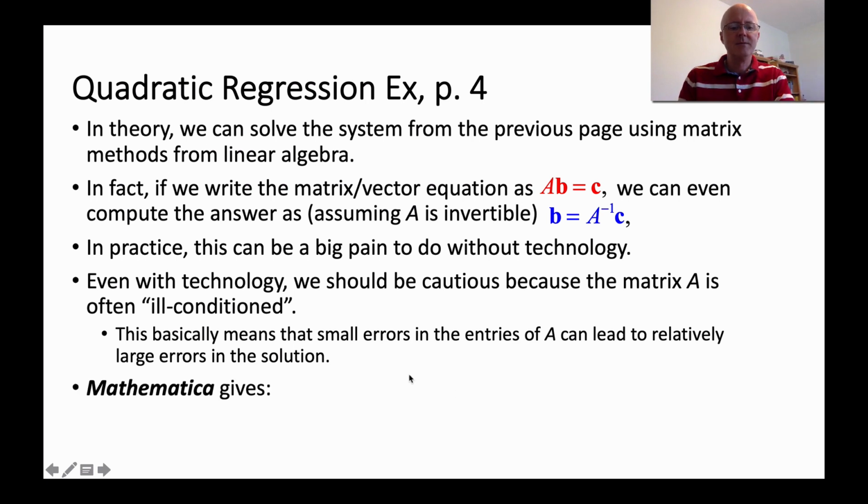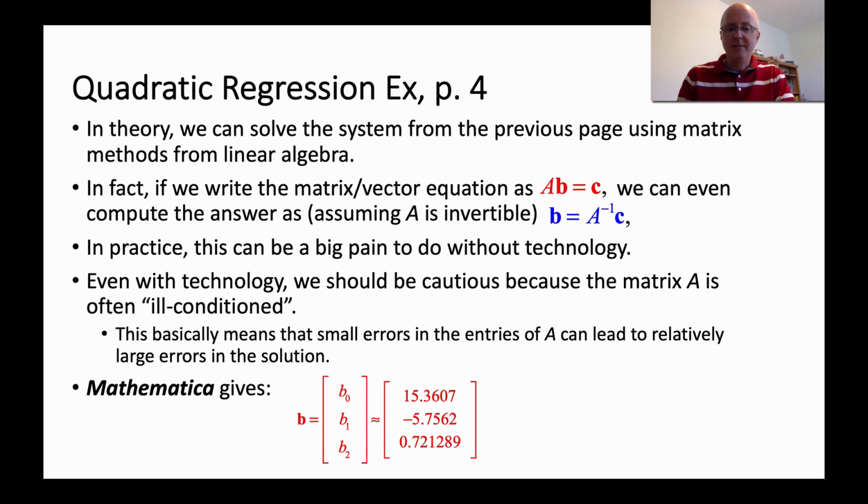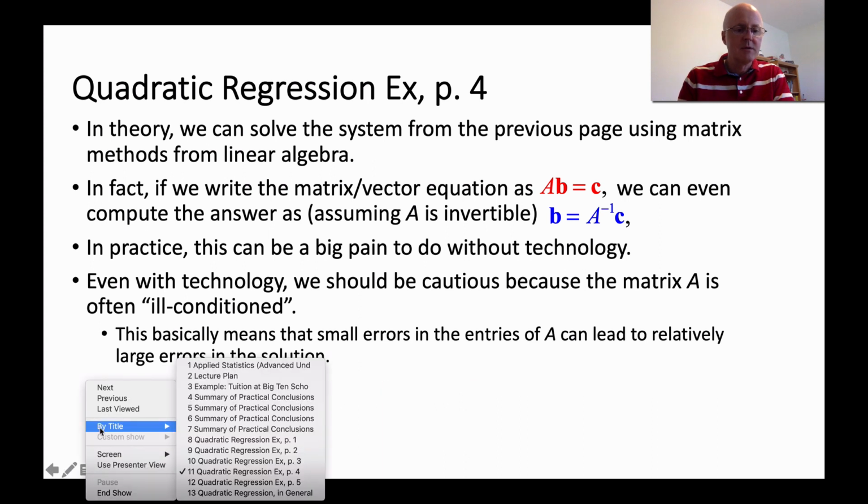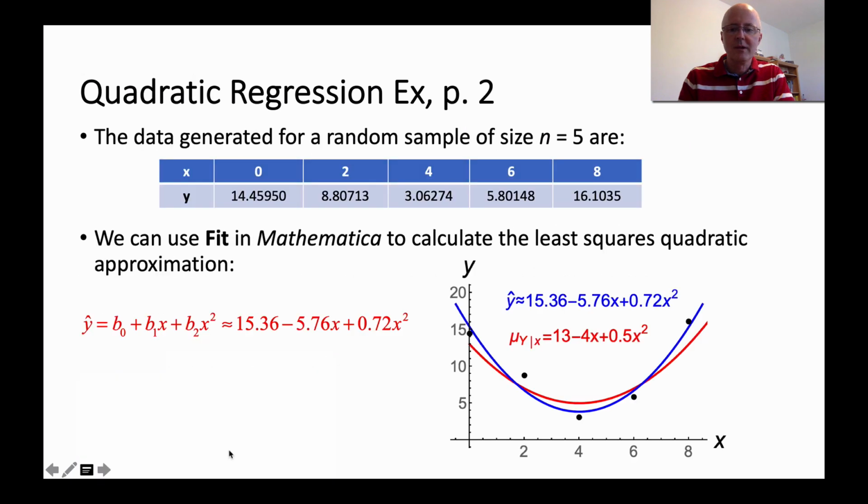What does Mathematica give? It gives B to be this vector, and I'll show you how to use Mathematica here in a minute. B0 is 15.36, B1 is negative 5.7562, B2 is 0.72 approximately. Those are the same numbers that I had a couple slides ago. Let's go back a couple slides. Yeah, 15.36, negative 5.76, and 0.72. I got it here and here. Those are the same numbers.